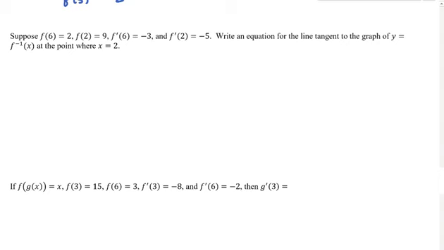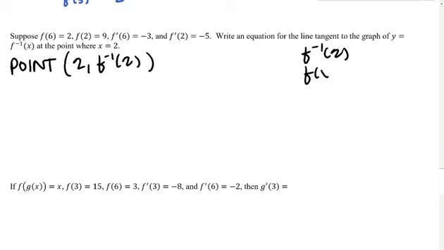Okay, so the last thing I've got for you is one more of these data questions, the type of thing you would definitely be likely to see on a multiple choice question. So they're going to ask us to write an equation for the line tangent to the graph of y equals f inverse of x at the point where x equals 2. Okay, so what we need is a point. And so that's going to be 2 and f inverse of 2. Well, for f inverse of 2, we set f of x equals 2. And I see that right here. Okay, that's x equals 6. So that's going to be (2, 6).